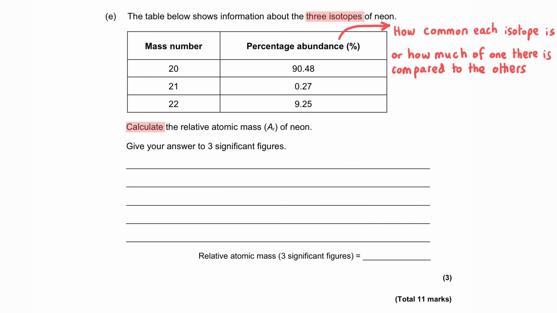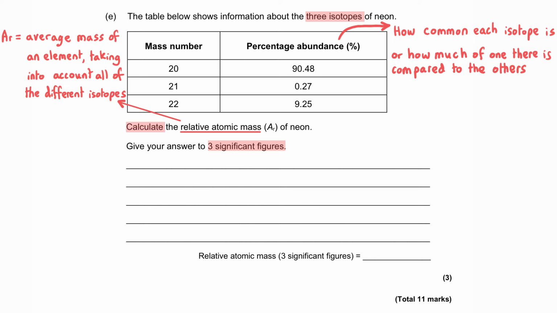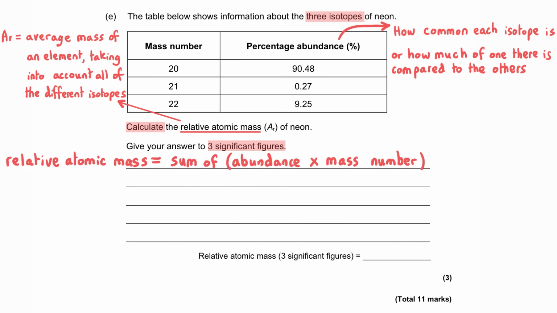And we've been asked to calculate the relative atomic mass, Ar, of neon and give our answer to three significant figures. There are 3 marks up for grabs here, which means the third mark is going to be for the correct conversion into 3 significant figures. The relative atomic mass of any atom is the average mass of that atom, taking into account all of the different isotopes that exist for it. So to calculate the relative atomic mass, you take the sum of all of the abundances multiplied by the mass number for however many isotopes there are for that atom, which is 3 in the case of neon.